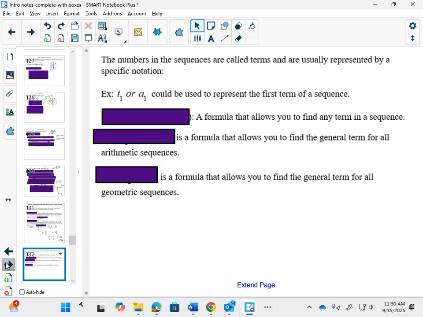Okay. The numbers in a sequence are called terms, and we usually use a T with a little one. Sometimes you'll see textbooks switching the T to A. I like T because T makes me think of term. A, I guess, is just the first letter in the alphabet. And then your general term, your TN or AN, and maybe your textbook this year is using AN, that's a formula.